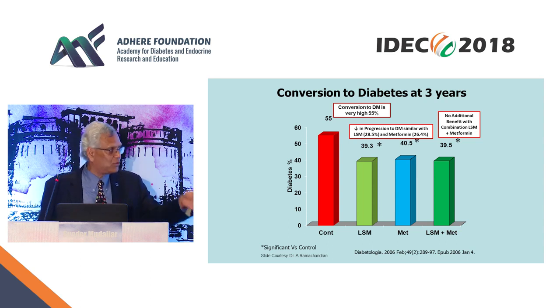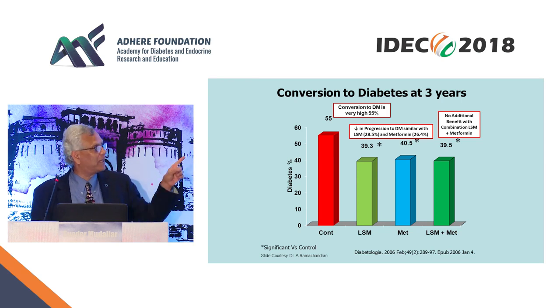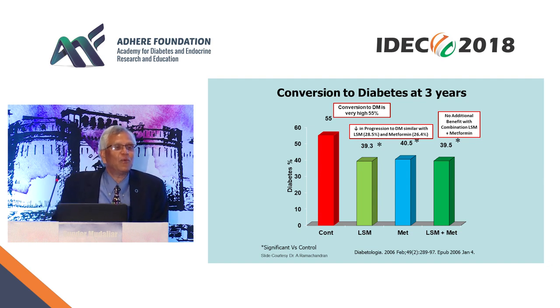Progression is similar, whether you use lifestyle or metformin, it's about 28%. We showed 58% with lifestyle. And if you gave the two together, it did not matter. But let me tell you one thing. The dose of metformin was 250 milligrams BID.